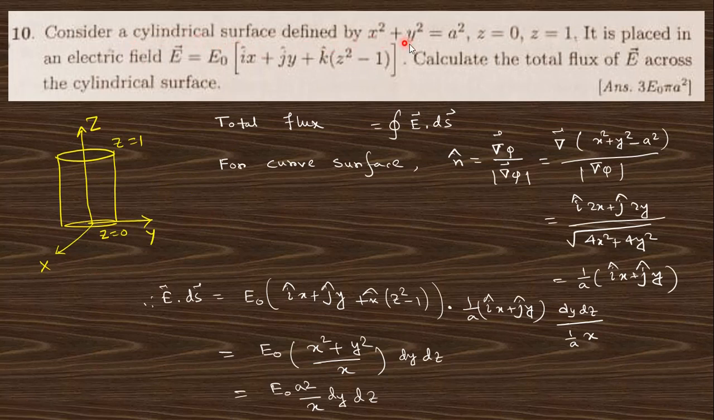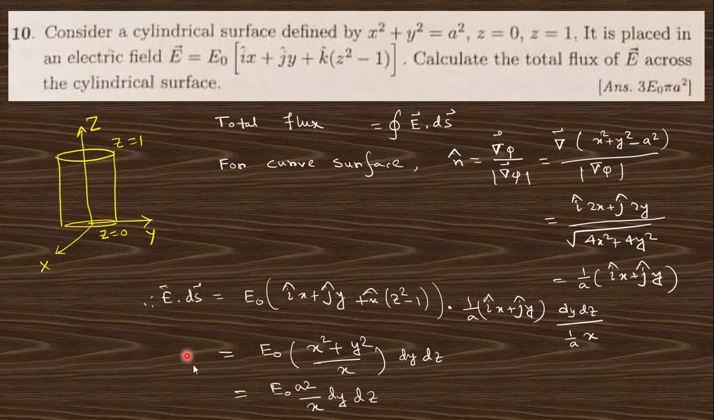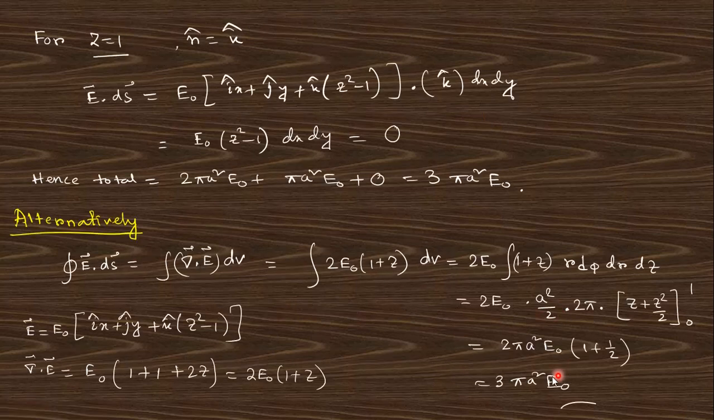Consider a cylindrical surface given by this placed in the electric field. Calculate the total flux across the cylinder. There are two methods. One is the direct method, just finding the flux, that is integration of E dot dS, and another method will be the closed surface integral. So if you use the Gauss divergence theorem, if you find out the divergence of E and then integrate, you will get the answer, right? So this is the easiest process. I think this is the easiest process you can find.